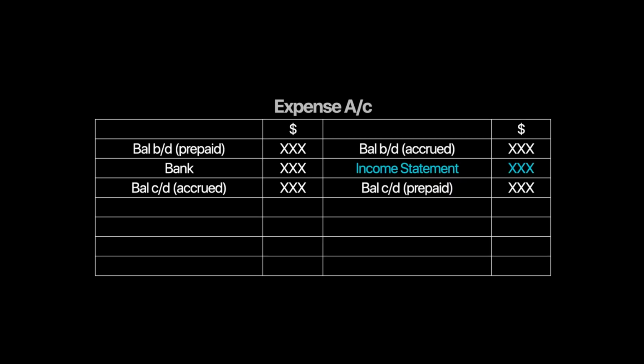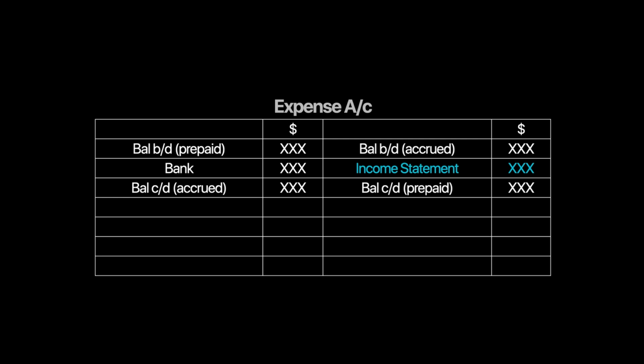For the expense account, any expense prepaid is an asset for the business. Remember, it should come on the debit side. And any expense accrued at the start of the year is a liability, so it should come on the credit side over here. So prepaid expense goes on the debit side, accrued expense goes on the credit side. Similarly, that's your closing expense prepaid, and that's your closing expense accrued.